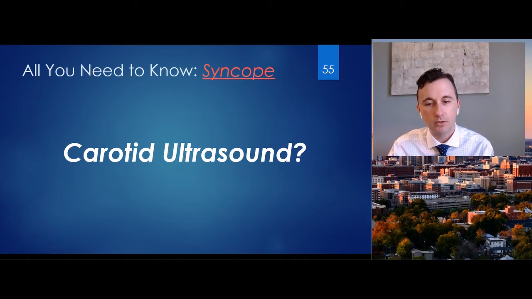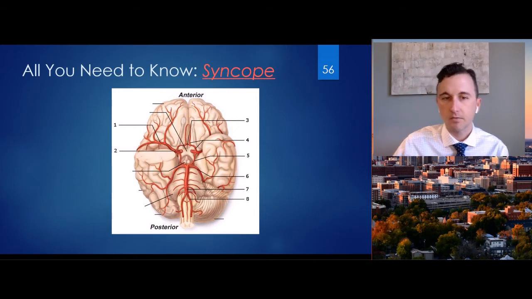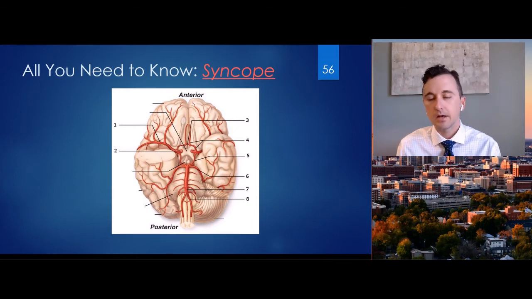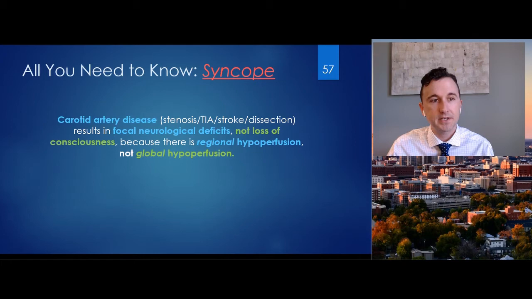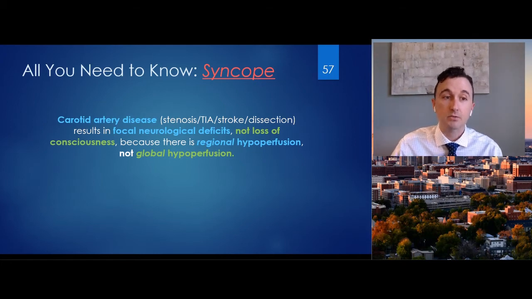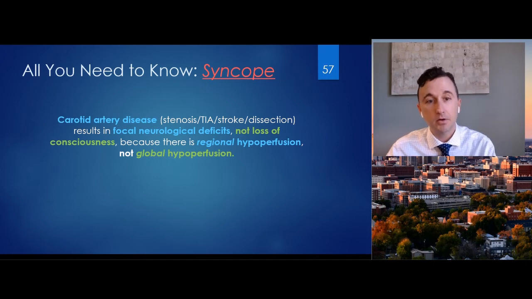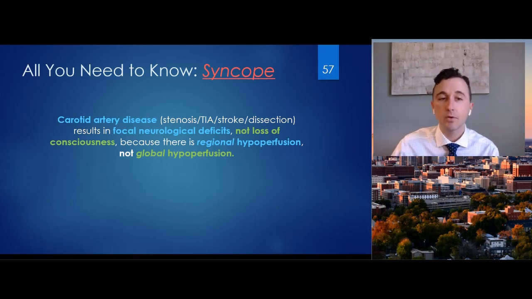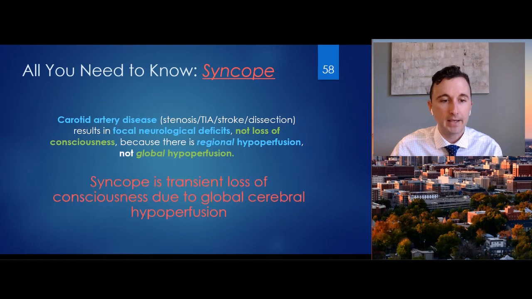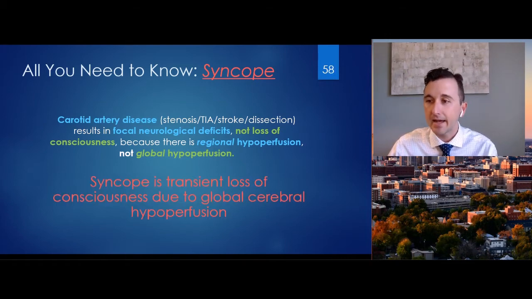I hope we're not ordering these too frequently, but just to cover all our bases, let's talk a little bit about carotid ultrasounds. I'm not going to go into a lot of detail in the neurovascular anatomy, but there are multiple major arteries supplying blood flow to the brain, and there's also a redundancy of blood flow. And as a result, carotid artery disease results in focal neurological deficits as opposed to loss of consciousness. And the reason for that is because there's only regional hypoperfusion as opposed to global hypoperfusion. And if we go back and look at our definition of syncope, it has to occur due to global hypoperfusion. Okay?